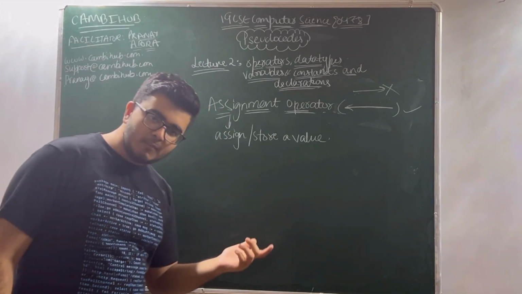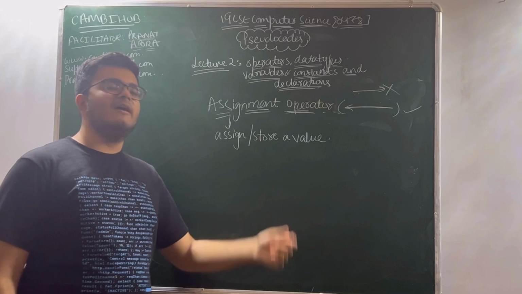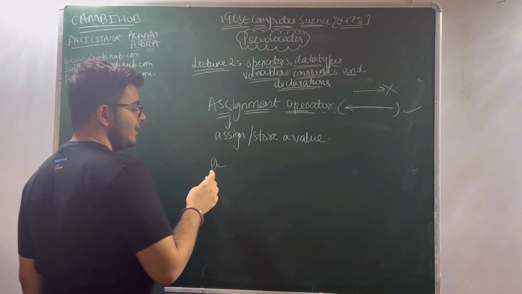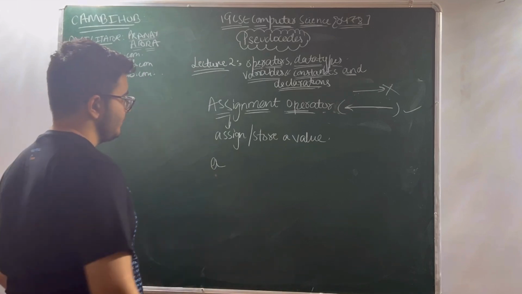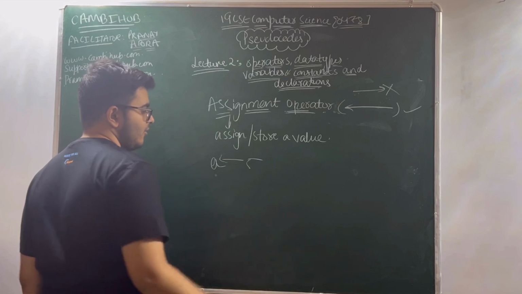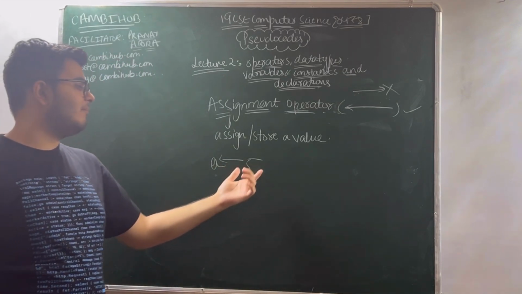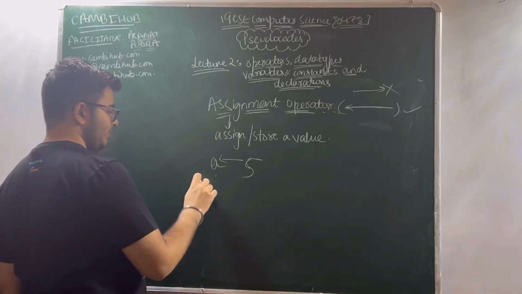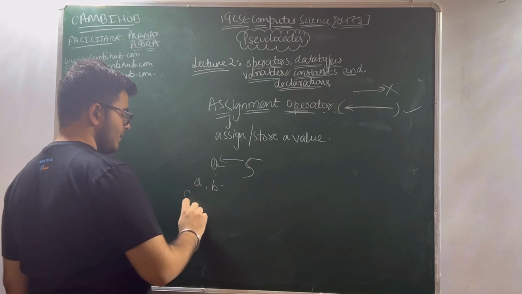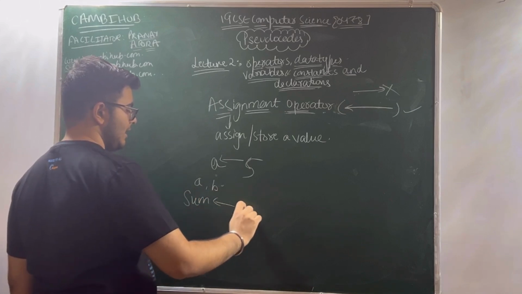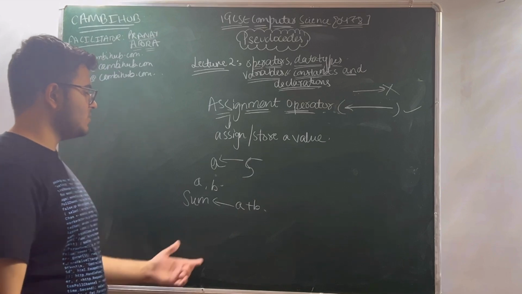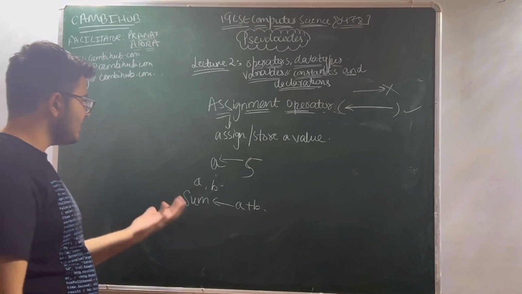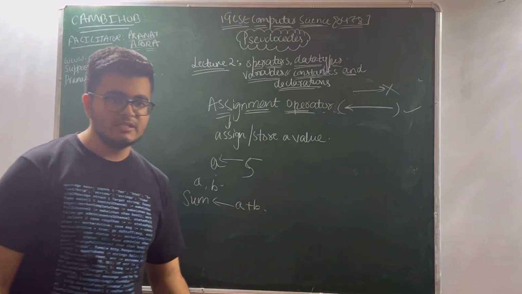Why do we use the assignment operator? To either assign or store a value into a variable. For example, if I have A and I need to store the number 5 in A, I'll write A ← 5. This means I am storing the number 5 into A. Suppose I have two variables A and B and I have to do their sum. So I am doing Sum ← A + B. What am I doing? I am storing A plus B's value into Sum. This is the assignment operator. Let's move on to the next thing.